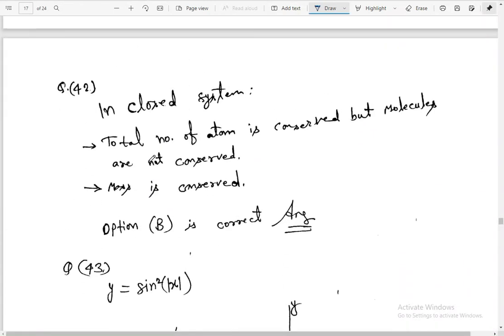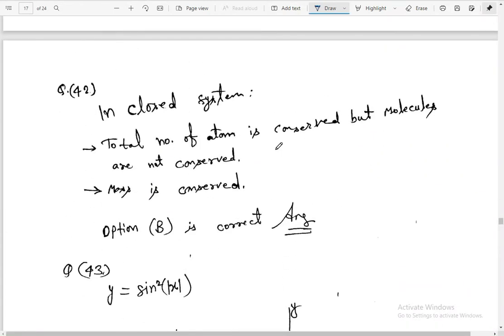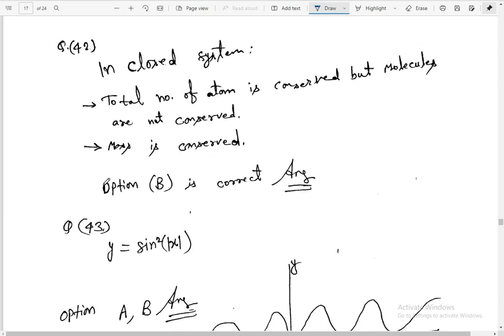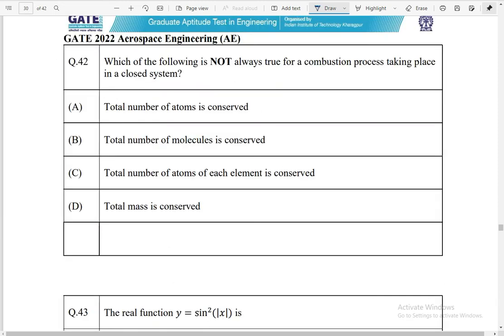In a closed system, the total number of atoms is conserved, but molecules are not conserved, and mass is conserved. So we have option B correct here. It means here you can see "not always true." Total number of atoms is conserved, it is right.